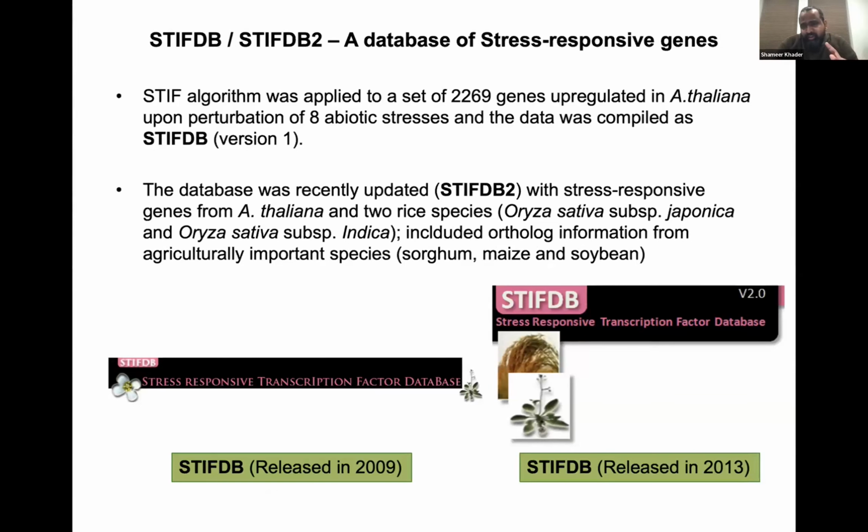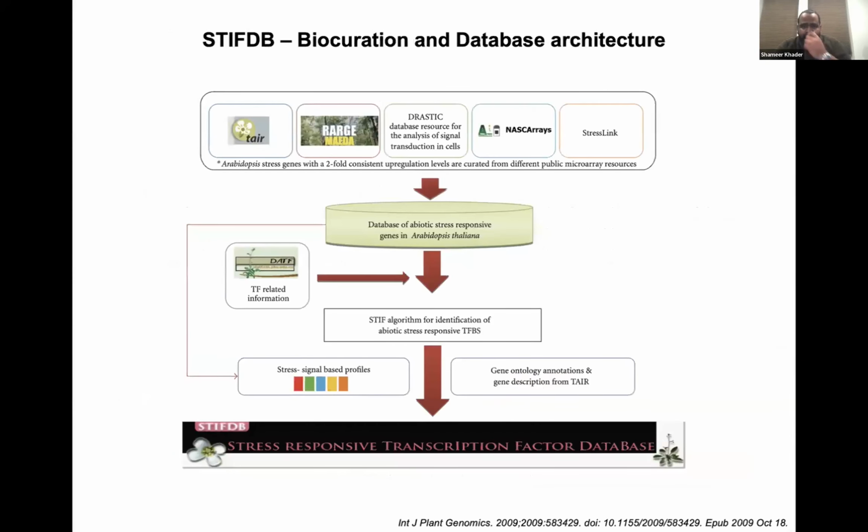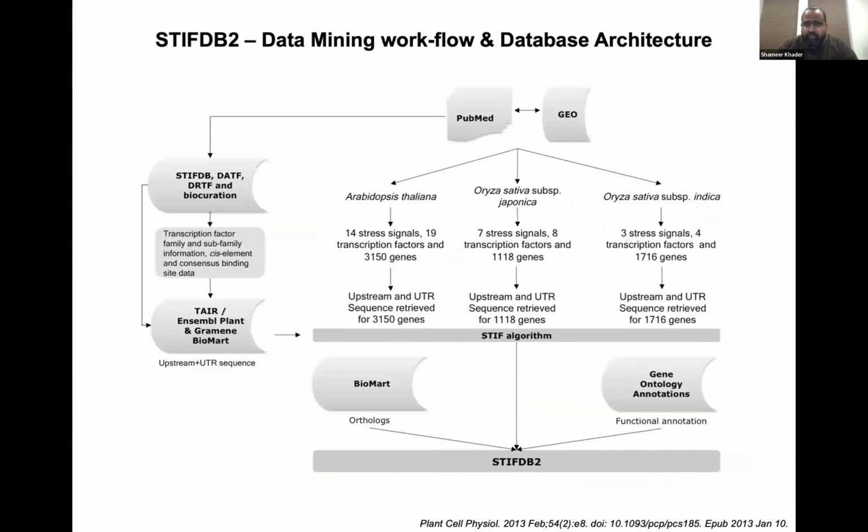In StiffDB1, we had 8 stresses plus 1 plant, but when we came to StiffDB2, we had both more stresses as well as different types of plants. And for those who are interested in bioinformatics application architecture, this is the standard architecture that we use for StiffDB. But when we went into StiffDB2, we had access to more data.